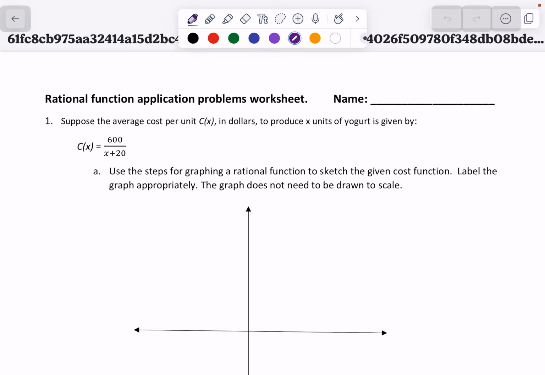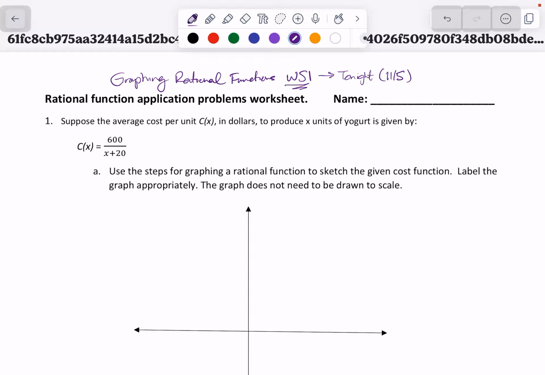So keep in mind, I think it is the graphing rational functions. I think I gave you guys worksheet 1 recently, and that's due tonight. Tonight being November the 5th. So make sure to get that done and turn it in.